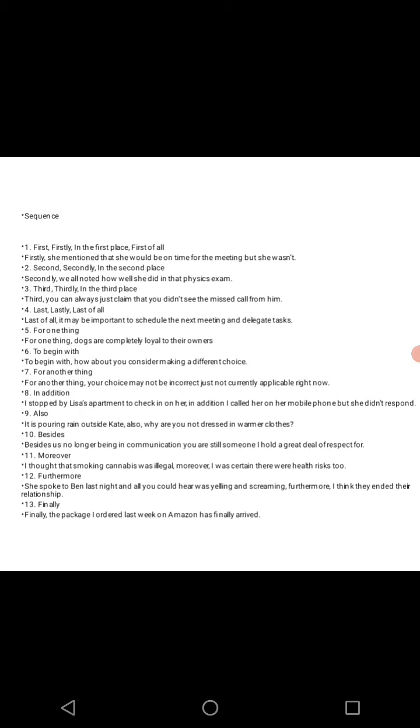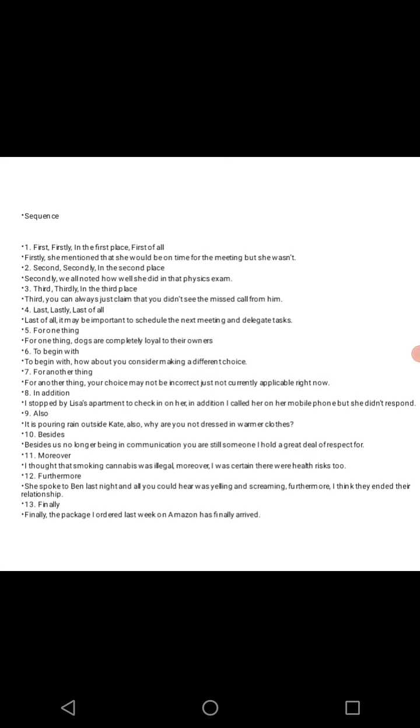Fifth is "for one thing." For example, "for one thing, dogs are completely loyal to their owners." Sixth is "to begin with." Their example is "to begin with, how about you consider making a different choice?"